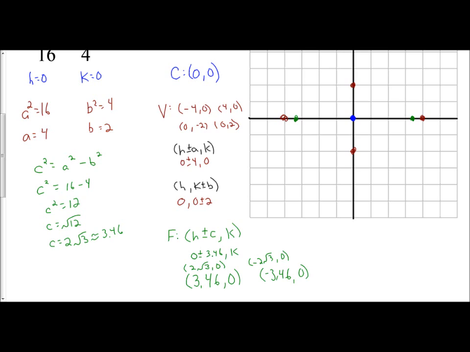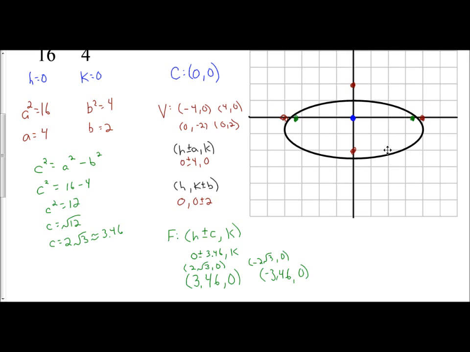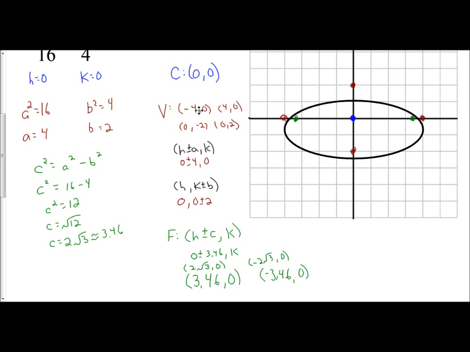Now let's sketch our ellipse. And so to sketch the ellipse, what we're going to do is just draw what I would say an oval from one to the other for it. And so I'm going to draw my oval. Here I'm going to slide it up for it.